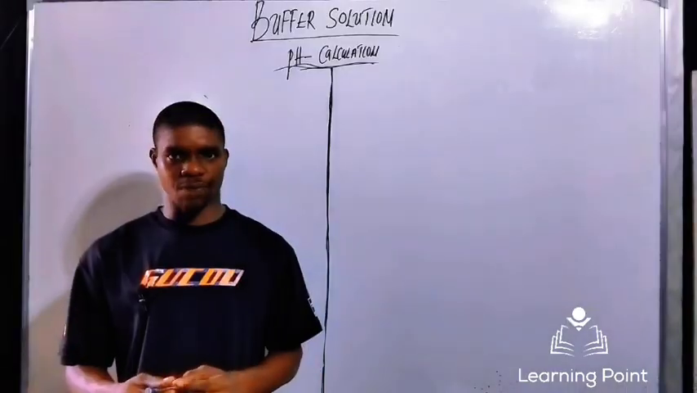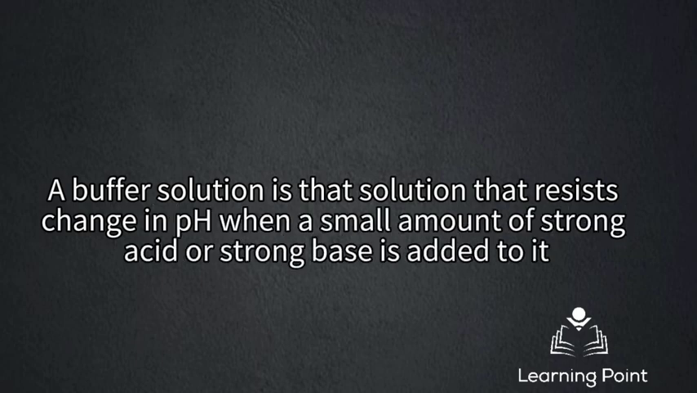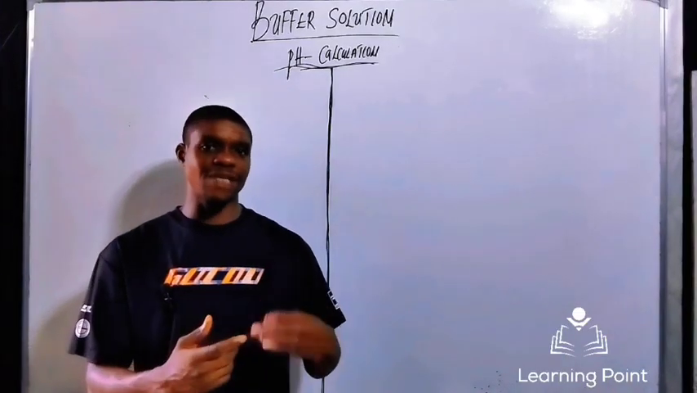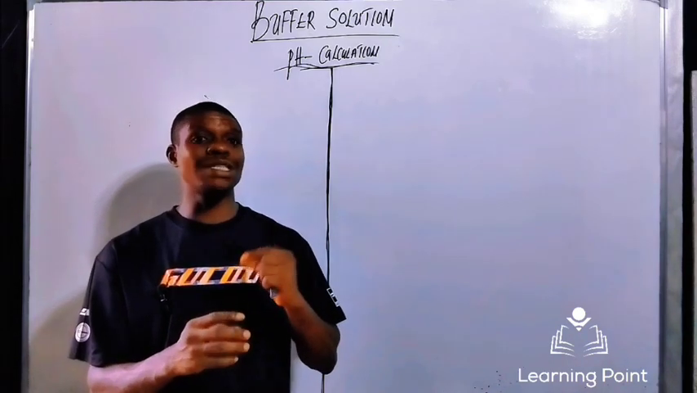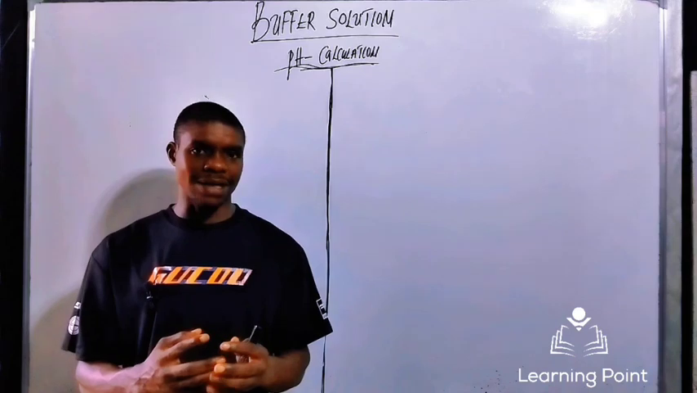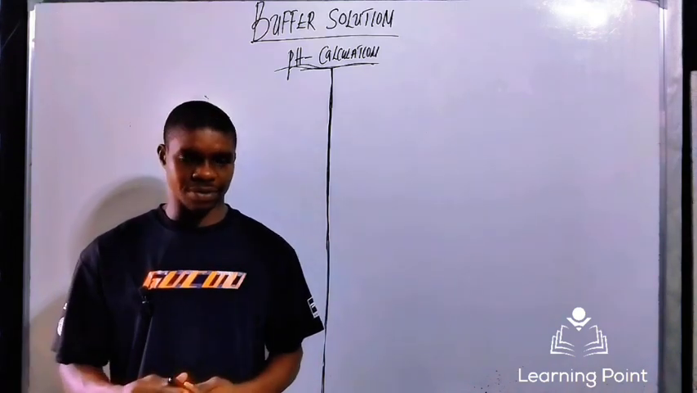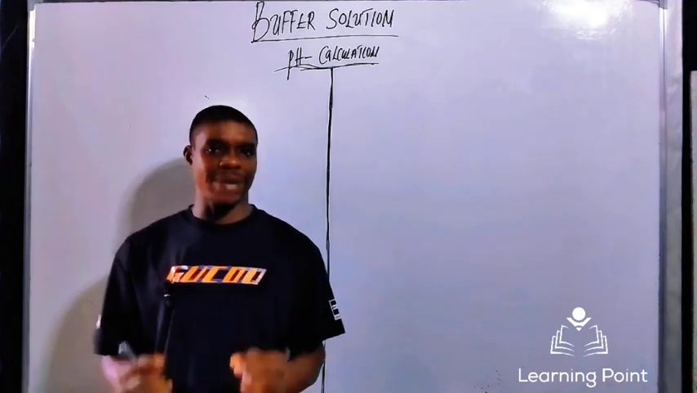So what is a buffer solution? A buffer solution is a solution that resists change in pH when a small amount of strong acid or base is added to it. So those solutions that resist the change in pH, so that there's no significant change in pH when you add a small amount of acid to it. Do you understand? These are called buffer solutions. And how can you make a buffer? How can a buffer be made?